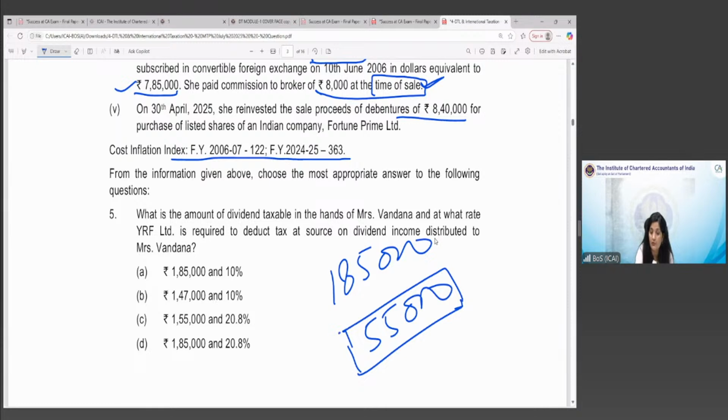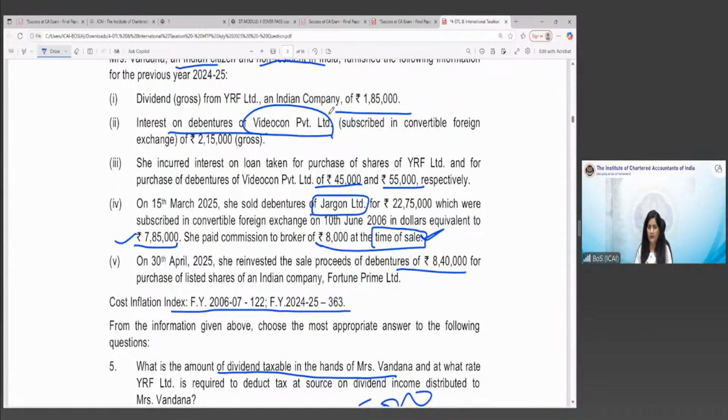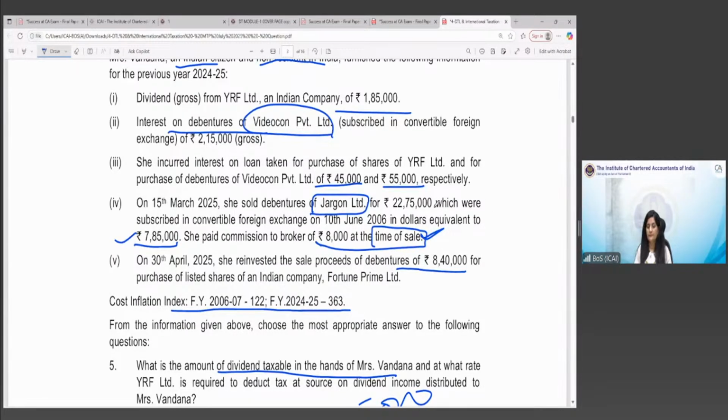Taxable is asked, how much amount will be taxable in her hands? And at what rate is TDS to be deducted? Should I show you the facts? It's given above. See, above this 1,85,000 dividend and interest of 55,000 for purchase of shares. Okay, 45,000 is with respect to the debentures interest and 55,000 is with respect to the dividend. Okay, what is the rate of?